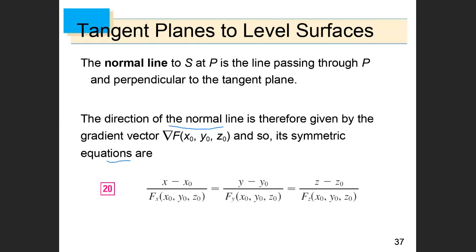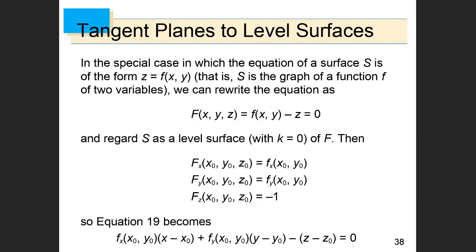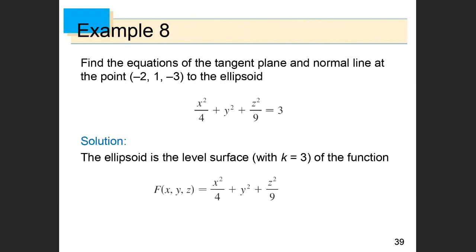You can easily find it. The canonical form or symmetric equations of the line can be written as (x minus x0) divided by fx equals (y minus y0) divided by fy equals (z minus z0) divided by fz. We have a direction vector which is the gradient. Here I think we can skip this, and I would like to talk about the example.